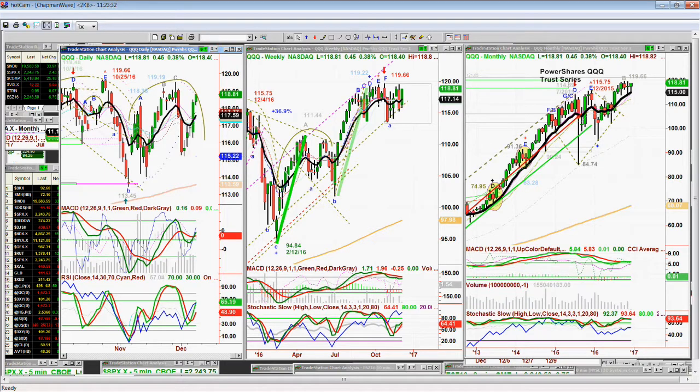My thinking here is that we're going to run out of steam in this phase, and then there could be like 6 weeks or 8 weeks of just nothing, just pulling back. I don't know if we'll smash to the downside or what. The weekly says no smash to the downside.